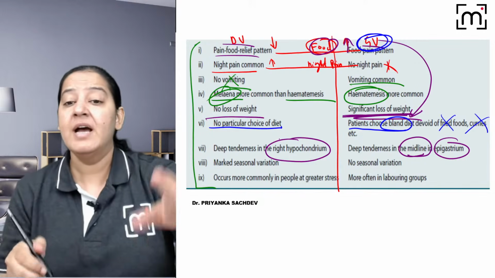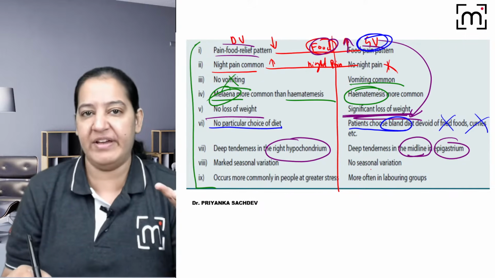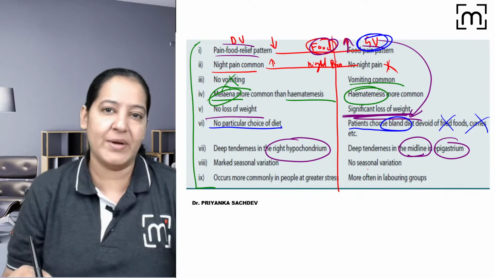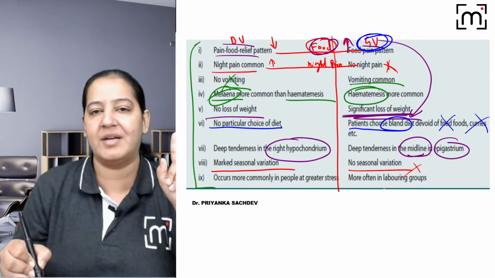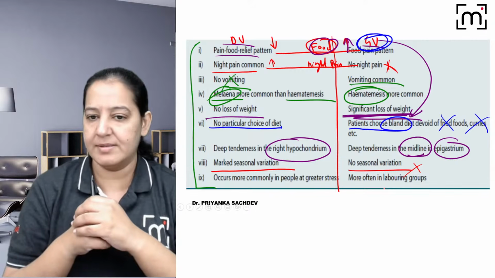So that is the next point. Ask the patient, do you have seasonal variation? More pain during winters, less during summers. Seasonal variation is more marked in duodenal, but there is no seasonal variation in gastric. The reason is not known.